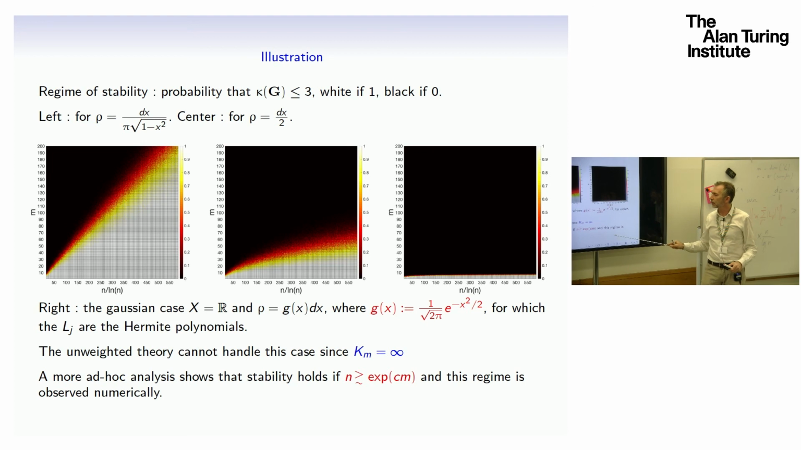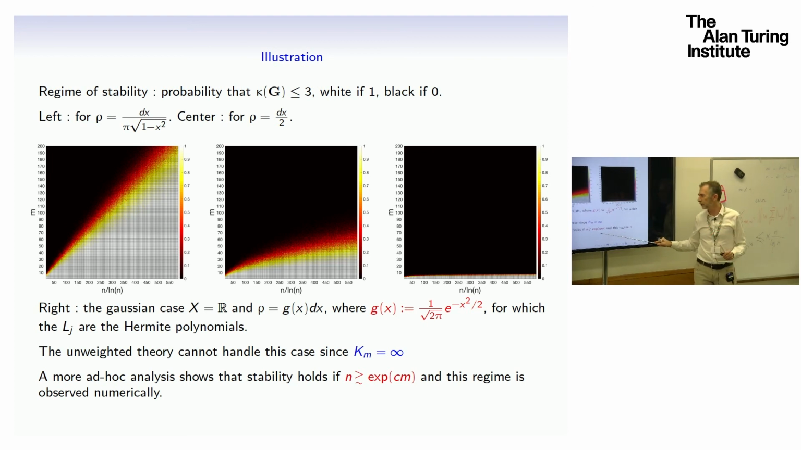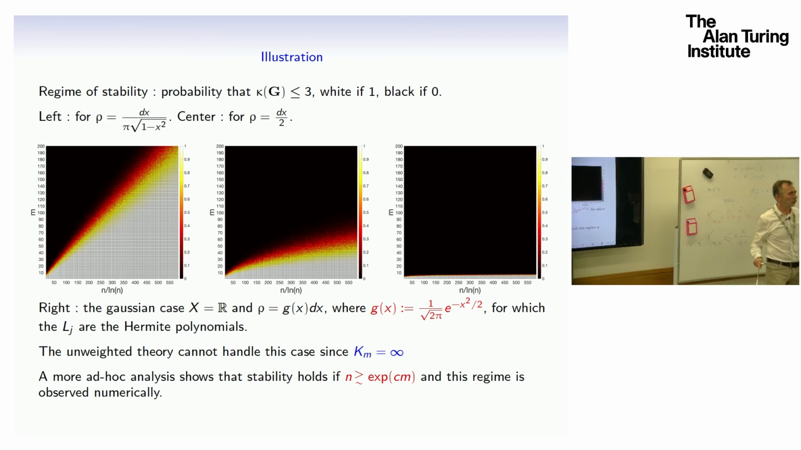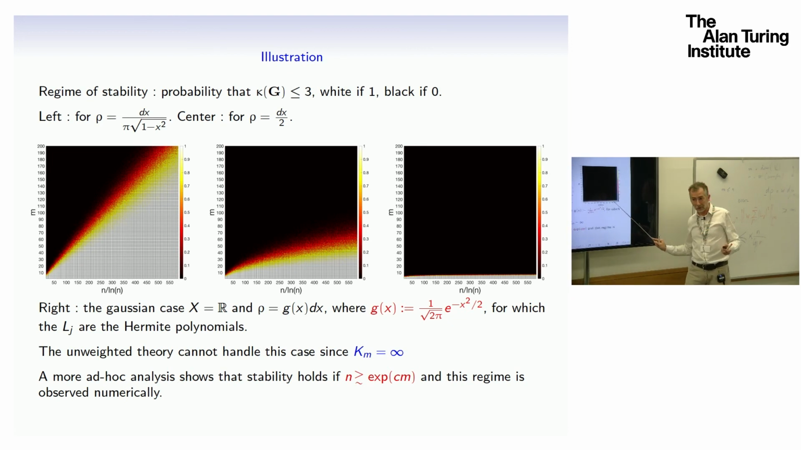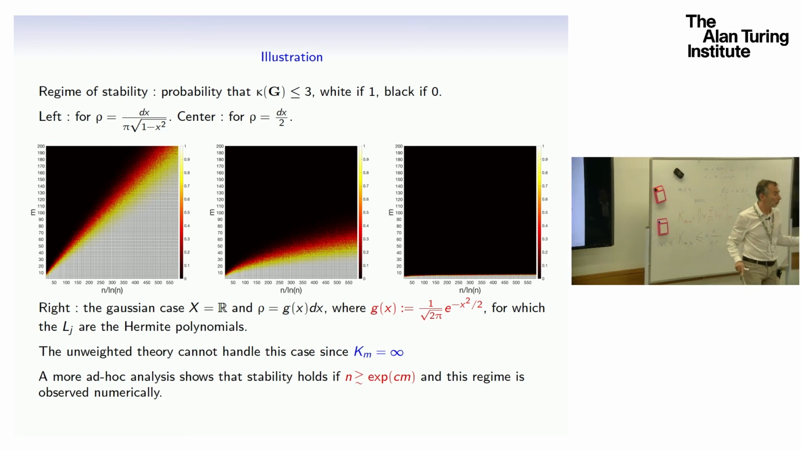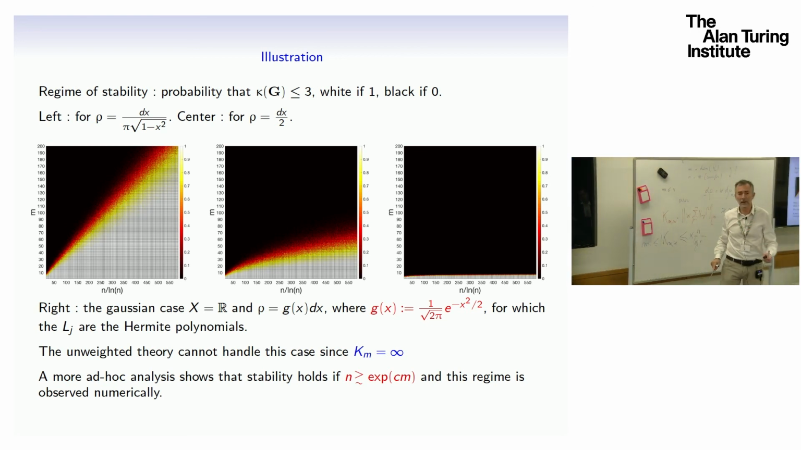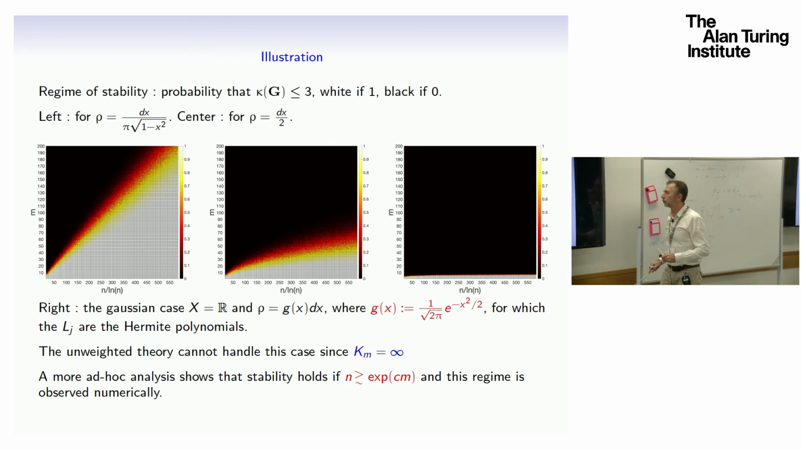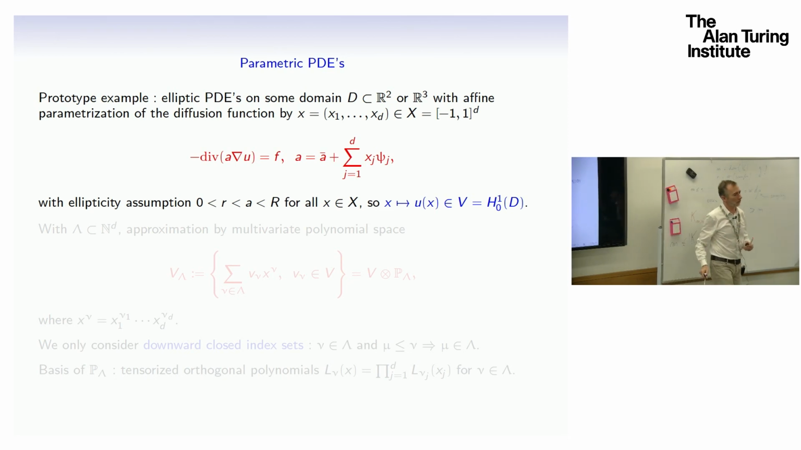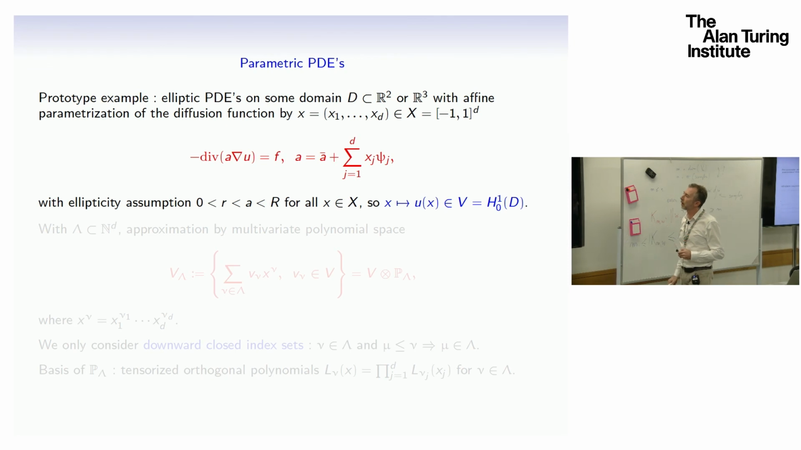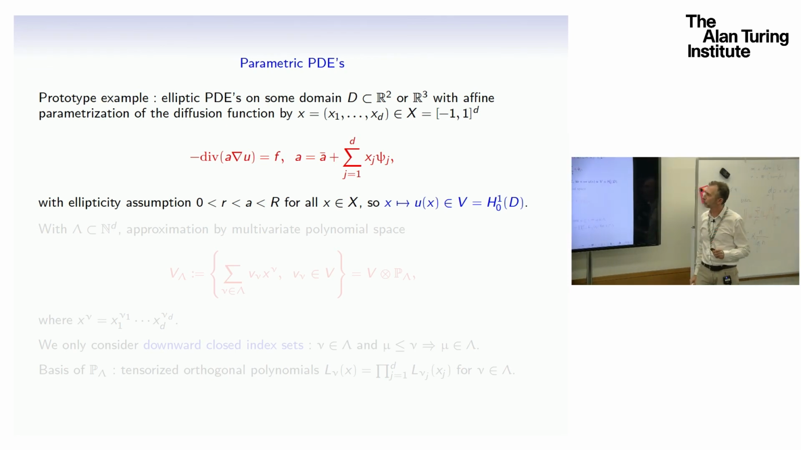What does it reflect? Actually, you can do a little bit more ad hoc analysis that proves that stability holds, but under an exponential regime, which is absolutely unfeasible numerically. But this is actually what we observe. We cannot succeed unless the number of samples is the exponential of the degree of the polynomial. So something is wrong here, and we are going to fix this in a few minutes. But I would like first to go to the high dimensional case and to talk a little bit about parametric PDEs and how this applies to all that.